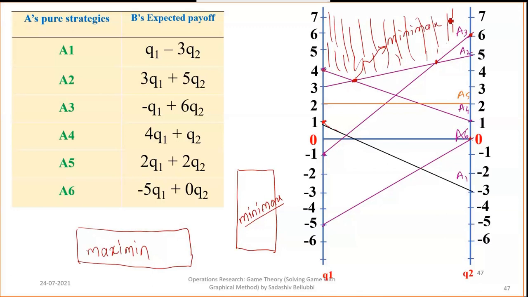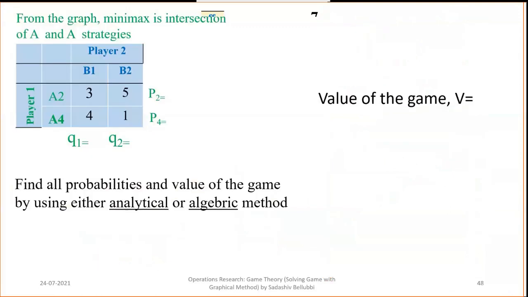Once you identify the minimax value, you need to check it. The minimax value we got is from the intersection of A2 and A4. It means we have reduced the given matrix to a 2 by 2, A2 and A4, which I have written here. Corresponding to that, P2, P4 and Q1, Q2, now we need to identify the probabilities.